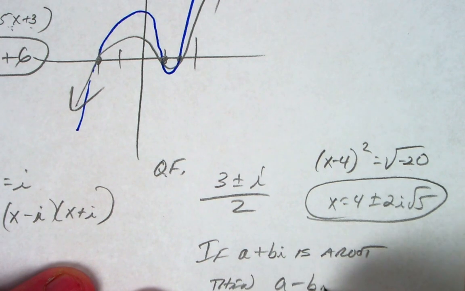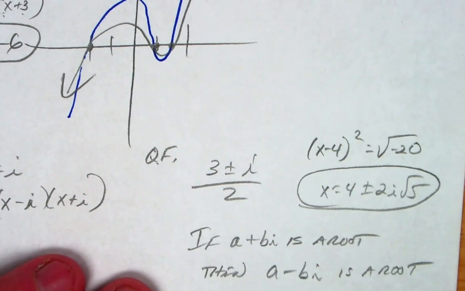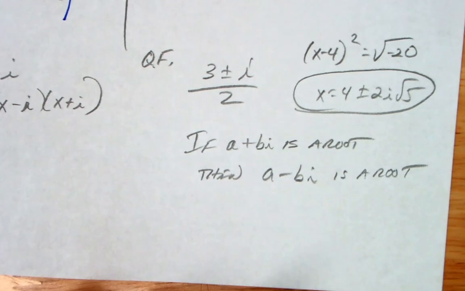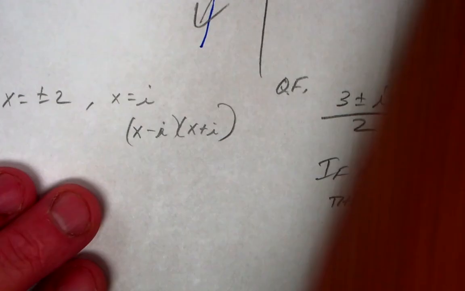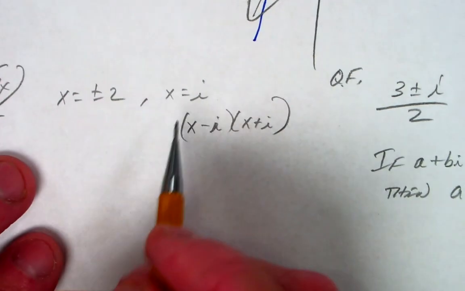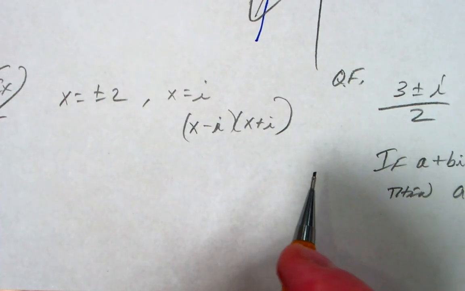A minus bi is a root. They always come in pairs. Okay? They always come in pairs. So like in this particular case, what he said was x minus i and x plus i.